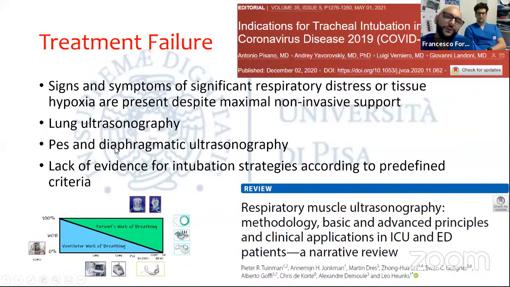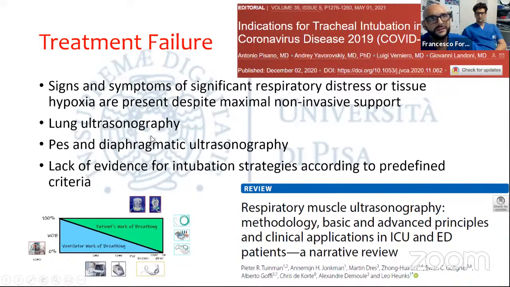So what is important to consider is a step-by-step approach that was used to increase the support from minimally invasive to completely, totally invasive, like ECMO in the late phases of disease. And it's very important that we can use different tools to help in our decision. Not only the clinical assessment of the patient, which at the moment remains the most important aspect we have to consider, but we can also use chest ultrasound.